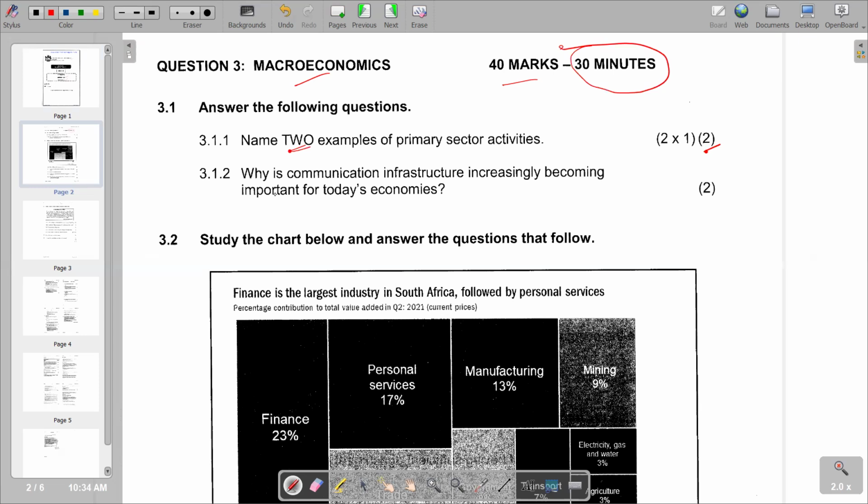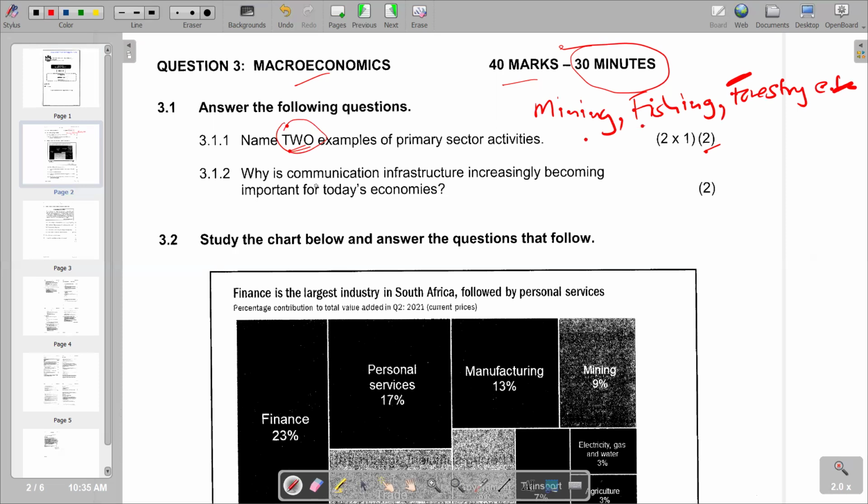And then we can go to the agricultural sector, where we can give an example of fishing, and also we can give an example of forestry. So those are some of the examples that we can give there: mining, fishing, and also forestry. We have many examples, but we know that our question requires us to just name 2, so you can just choose 2 from the ones that we have there.